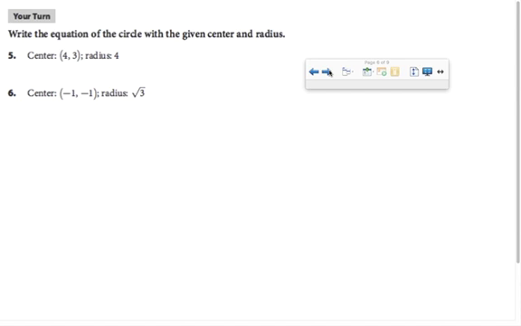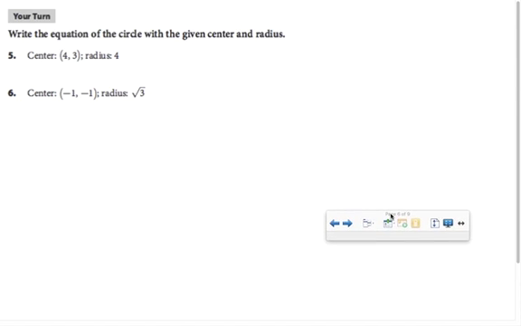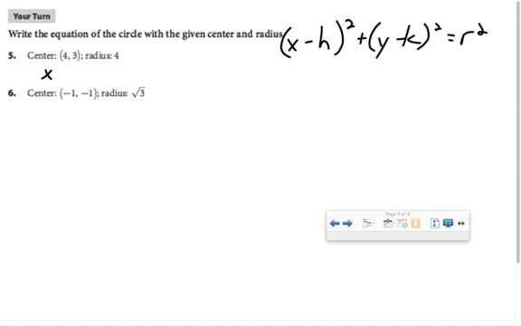More practice writing the equation of a circle. Here's our standard equation. So (x - 4)² + (y - 3)² = 4², which is 16.